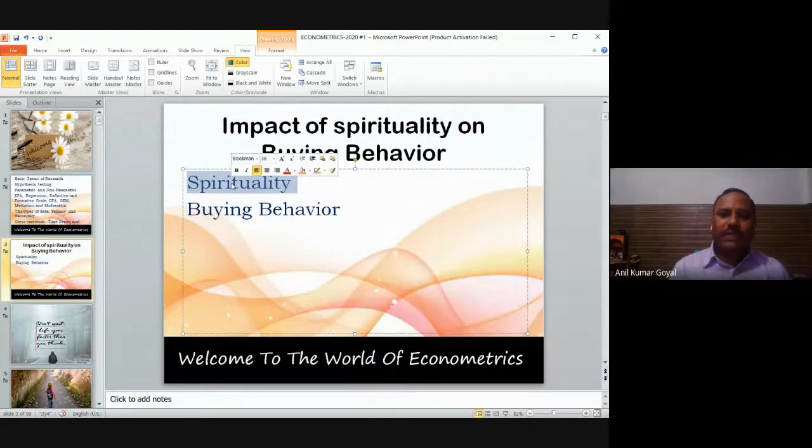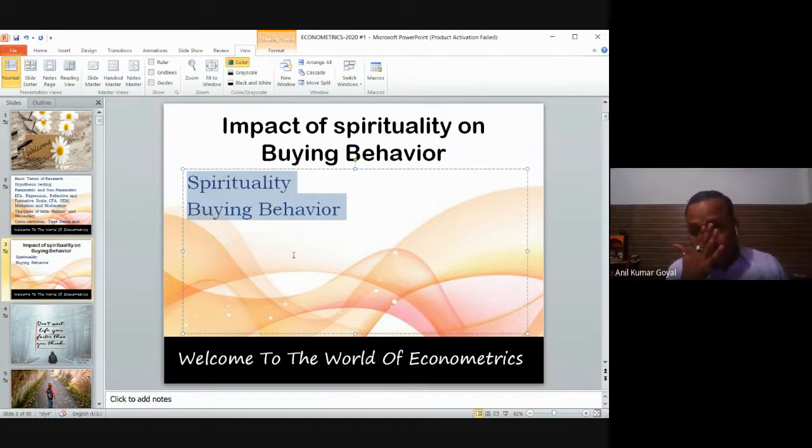Then you can collect the data on a scale, because these both are unobserved variables. Spirituality and buying behavior both are unobserved variables. So you can observe them with the help of certain observed statements. Directly you cannot ask anybody, are you spiritual or not? Buying behavior also you cannot directly measure. For that purpose, you need to frame certain statements on the basis of which you will determine spirituality and buying behavior. Now, any specific question you have?